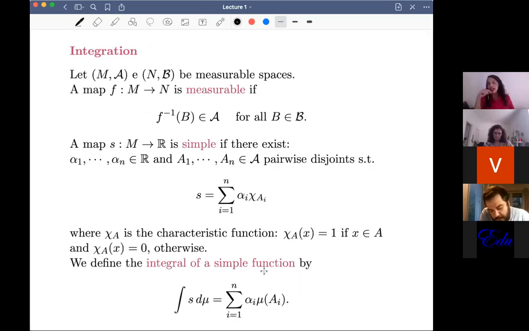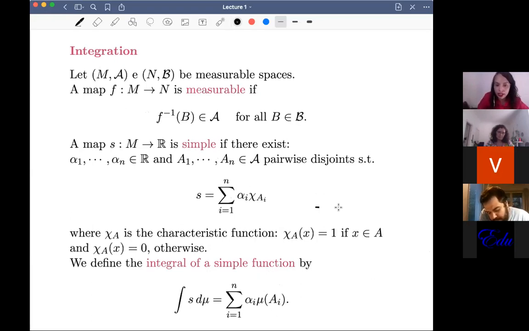Then we define the integral for a simple function, very, very simply. You just put the constants that are in the steps of the staircase times the measure of each set. So you have the measure mu, and you want to integrate the simple function s with respect to mu. So just add, it's a finite sum. You add the constant that multiplies.